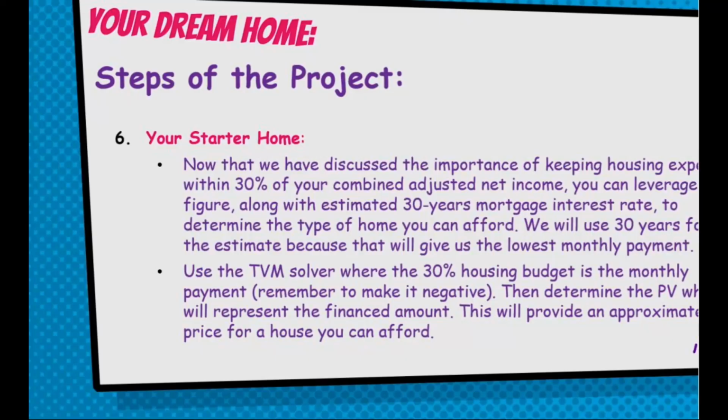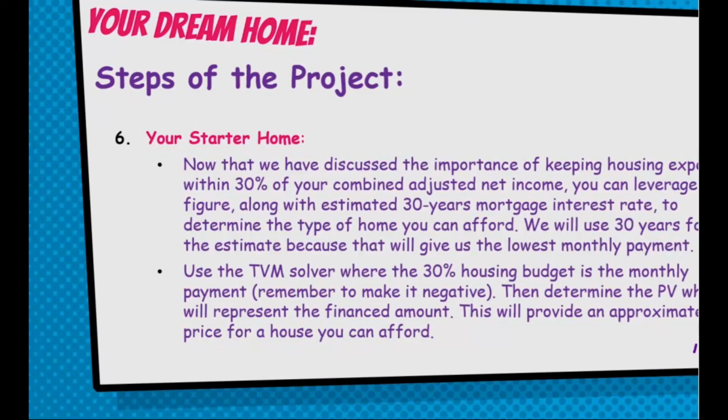So this starter home section is worth the majority. The starter home and your mid grade home are worth the most out of this project. Now that we've discussed the importance of keeping housing expenses within 30% of your combined adjusted net income, you can leverage this figure along with the estimated 30-year mortgage. I would start off with 30 years only because this is your starter home. You're not going to be making that much when you first start your career, or it's unknown because you're just starting. So how much can you afford? I would use 30 years.